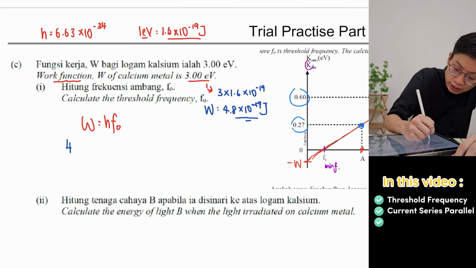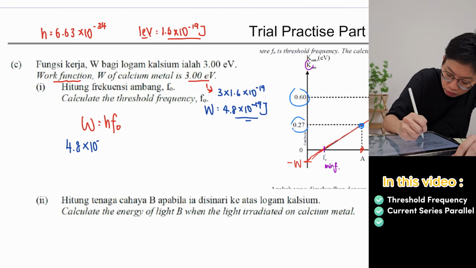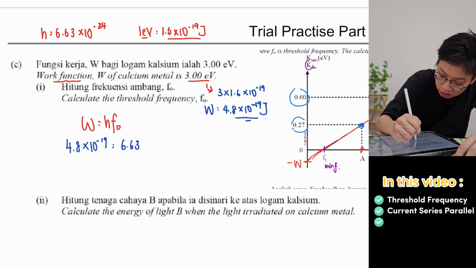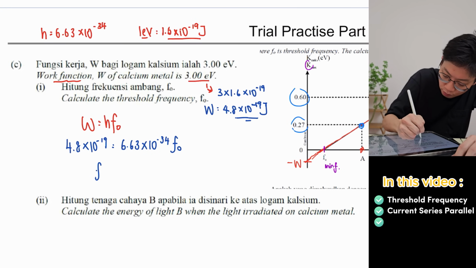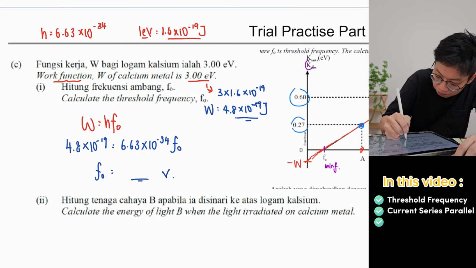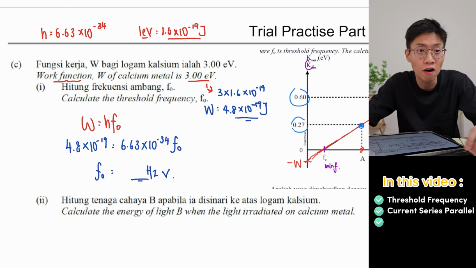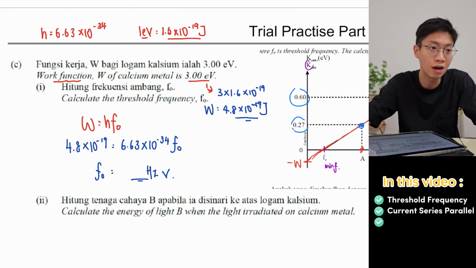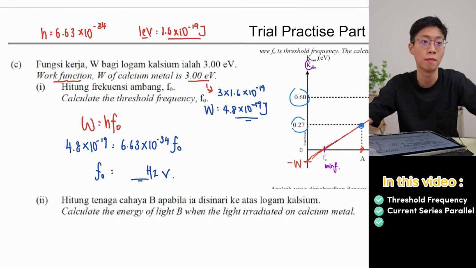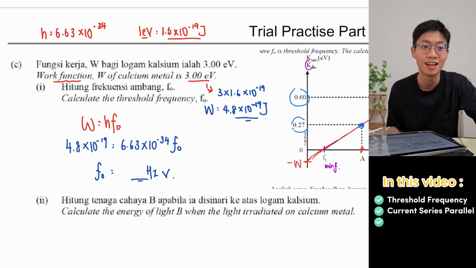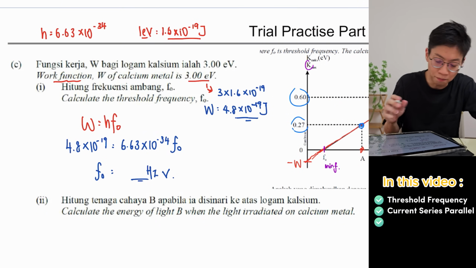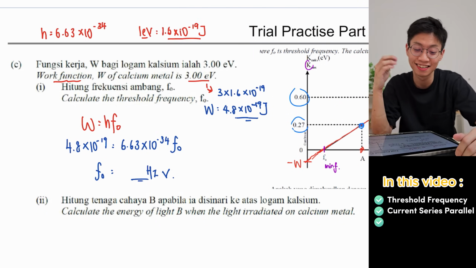So I can write this down first. 4.8 times 10 to the power of negative 19 is equal to my Planck constant, 6.63 times 10 to the power of negative 34, times the threshold frequency. I will get my frequency measured in terms of hertz. I highly recommend everybody to try to key this into your calculator and see what you get. I've already calculated this, but maybe you try yourself first. Okay?